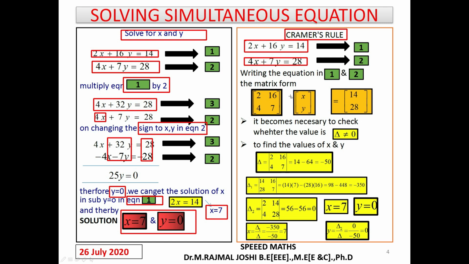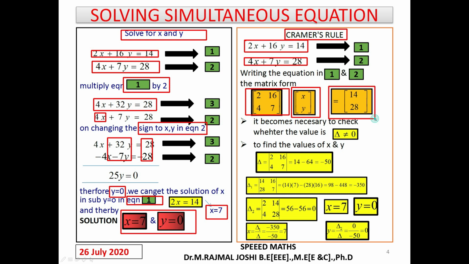These two equations we will write in matrix form, that is, writing the coefficients of x and y from equations 1 and 2. The coefficient of x is 2 and the coefficient of y is 16 from equation number 1, that's why in the first row we have written 2 and 16. In the second equation the coefficients are 4 and 7. The variables present here are x and y, and the right hand side is 14 and 28.